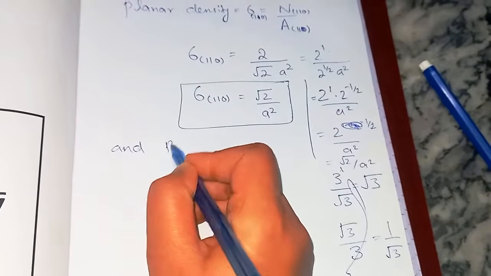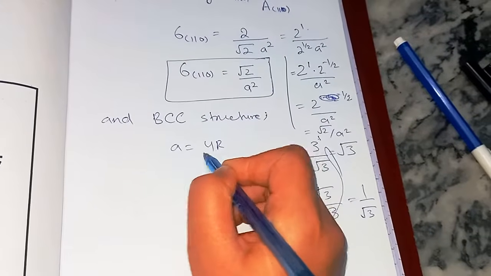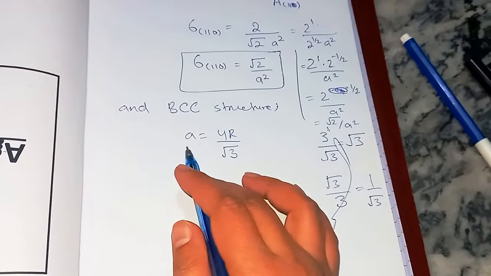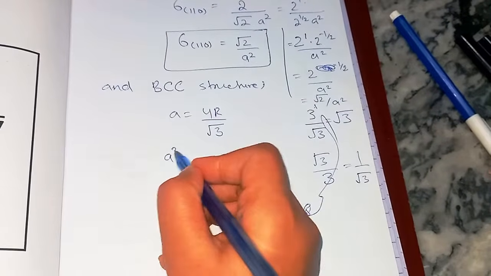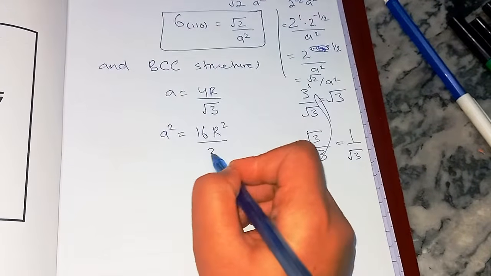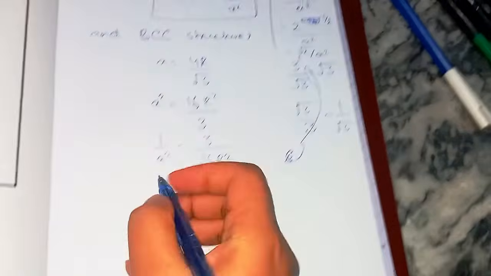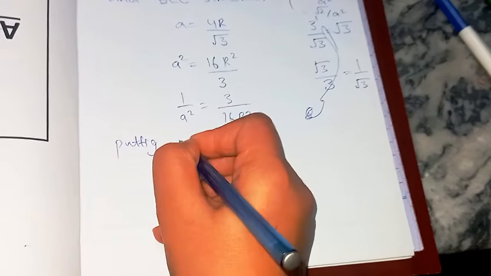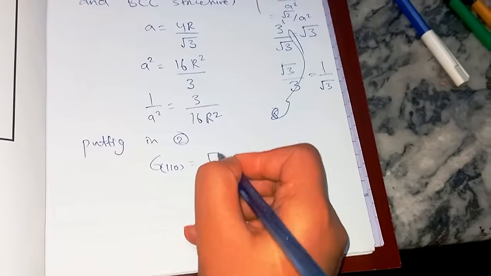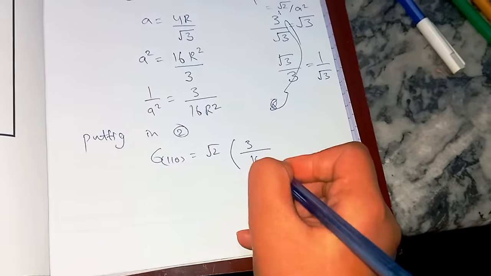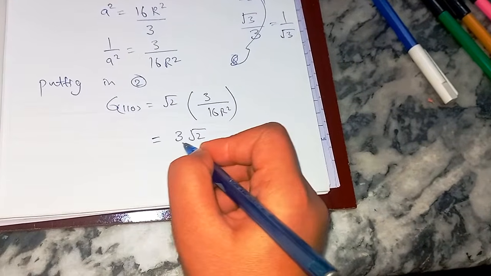And in BCC structure, we had a equals 4r by under root 3. This is the relationship between lattice parameter and atomic radius in BCC structure. So we can put it right here. The square of them is actually 16r squared by 3, and 1 over a square is actually 3 over 16r squared, the reciprocal of it. So let's write it here, putting into 1 over a square, which is 3 over 16r square, and 3 under root 2 by 16.